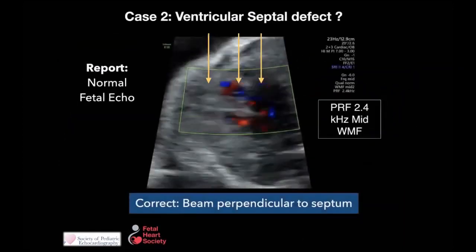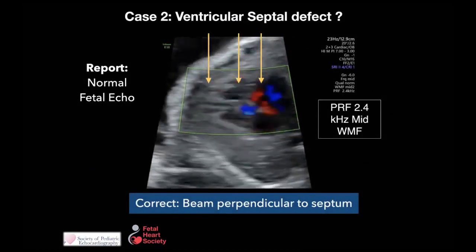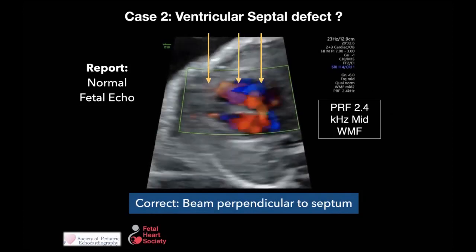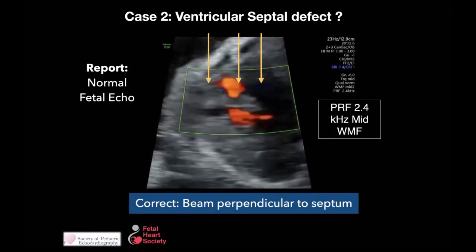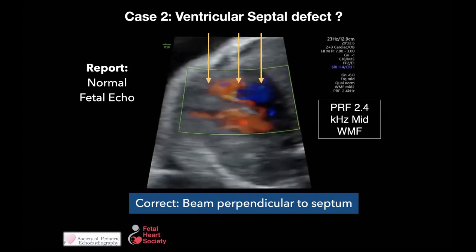So lo and behold, the patient was referred for a fetal echo. And here we have the correct angle of insonation, in which the beam is perpendicular to the septum, and the correct PRF of 2.4, which is appropriate, so anything less than 30 centimeters per second. And it ended up being a normal fetal echo.